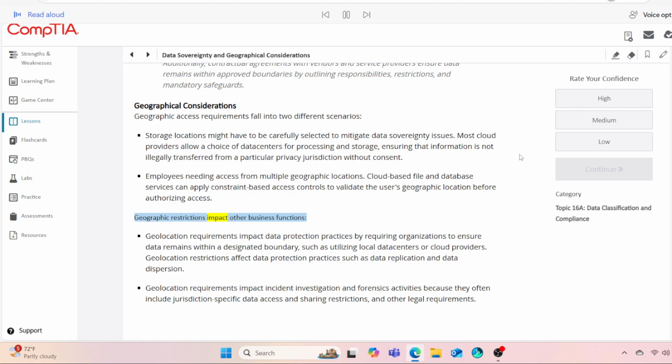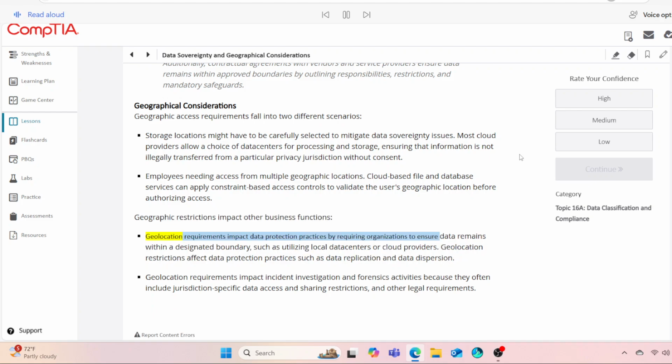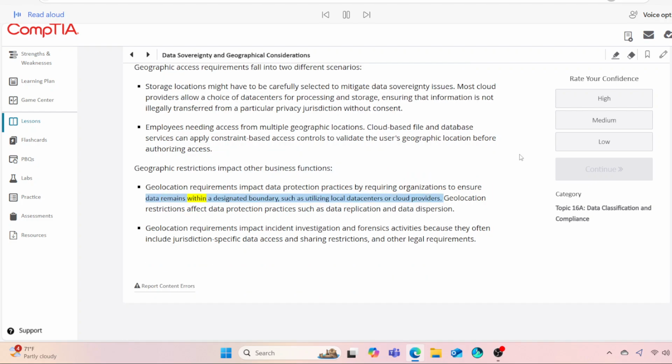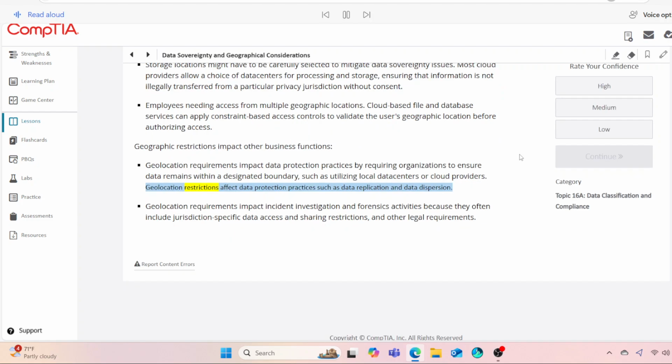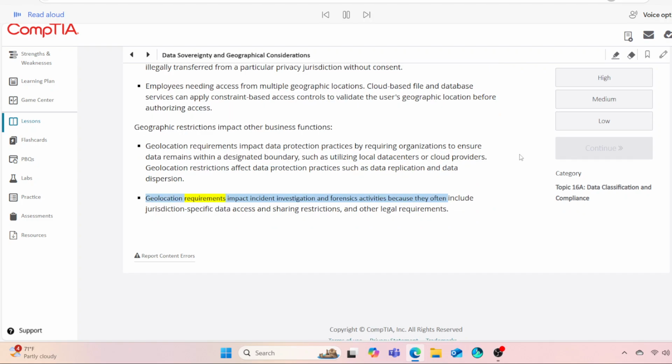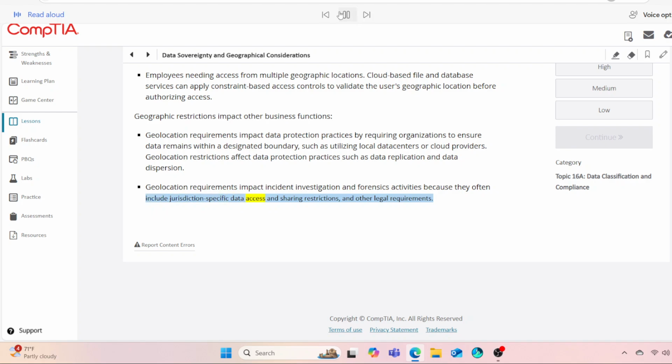Geographic restrictions impact other business functions. Geolocation requirements impact data protection practices by requiring organizations to ensure data remains within a designated boundary, such as utilizing local data centers or cloud providers. Geolocation restrictions affect data protection practices, such as data replication and data dispersion. Geolocation requirements impact incident investigation and forensics activities because they often include jurisdiction-specific data access and sharing restrictions and other legal requirements.